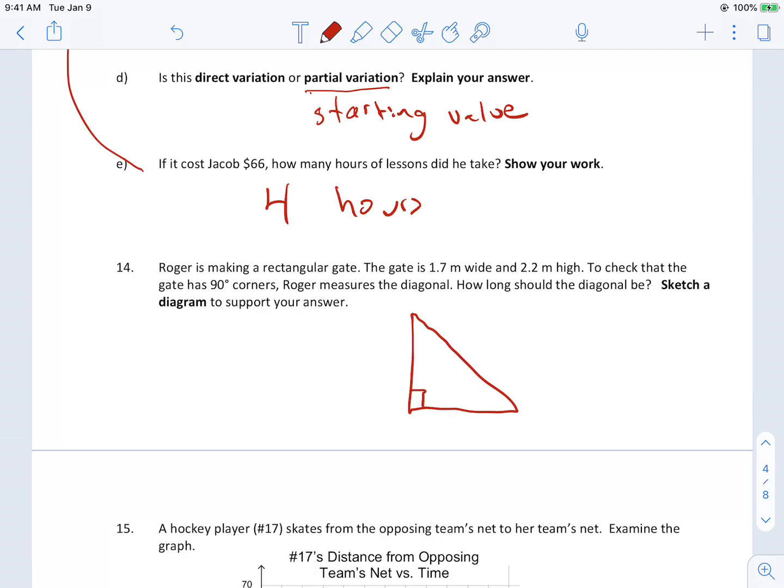So it says we have a right angle triangle here. It says the gate is 1.7 meters wide, 2.2 meters high. What we're going to learn is how to calculate this. So I'm going to save that for now, but this is going to be something called the Pythagorean theorem. So get ready for that.